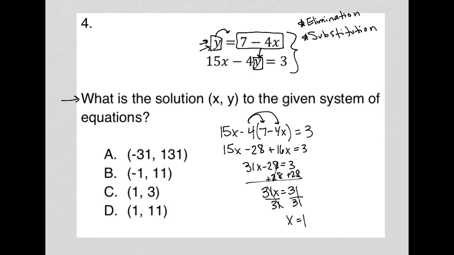So I know that x is 1, which means automatically choice A and choice B cannot be the correct answer because only choices C and D have 1 in the x position.